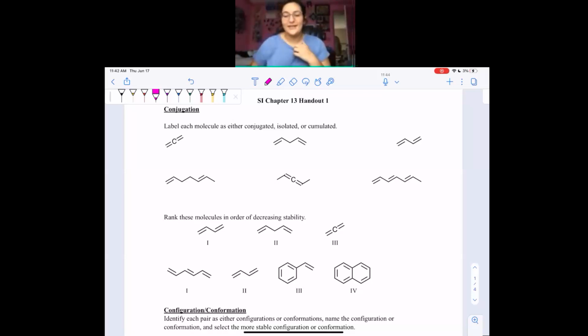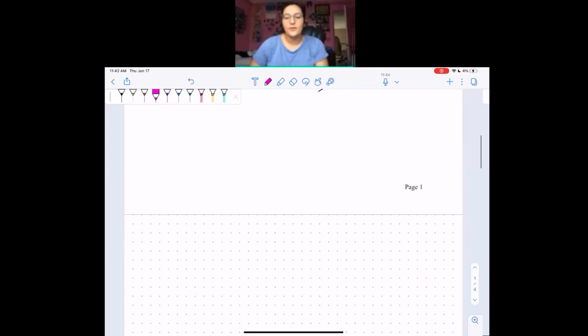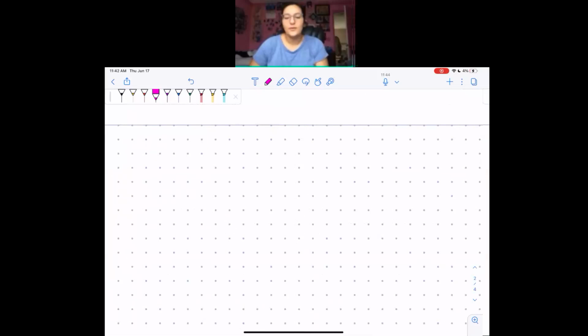We are starting the chapter 13 handout, and chapter 13 is all about conjugation. So first and foremost, what is conjugation? That essentially just means we have multiple double bonds in a row that can share electrons amongst each other. So I have an extra page so I can show you what I mean.